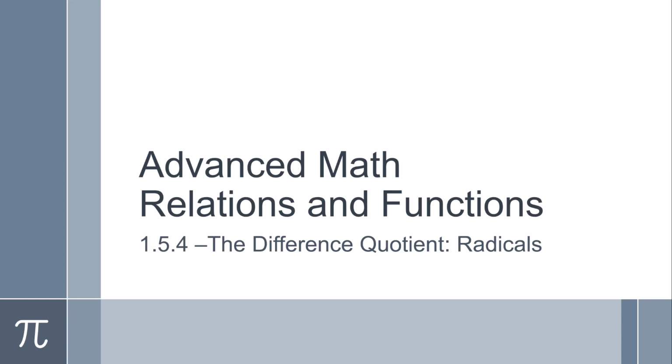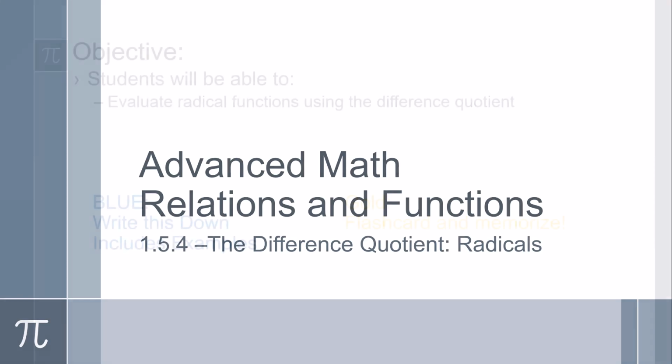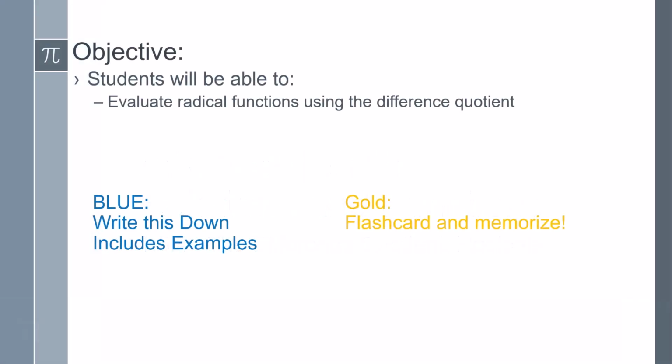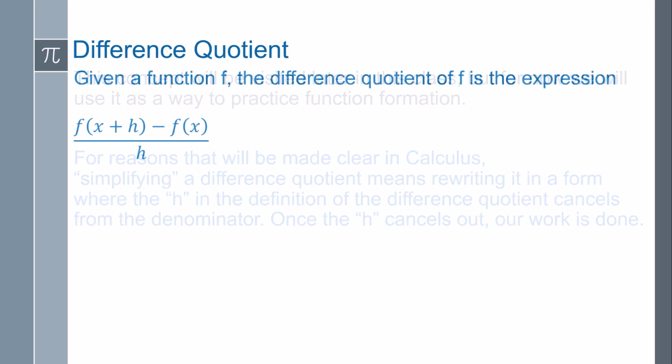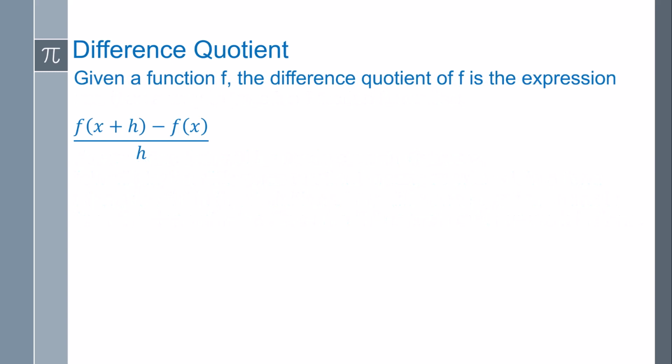This is section 154. We're going to take a look at the difference quotient with radicals. So we're going to evaluate radical functions using the difference quotient. As a reminder, the difference quotient, we're going to talk about that a little bit more in calculus, and the objective of it is to cancel out that h. This was the difference quotient. Everything stays the same.